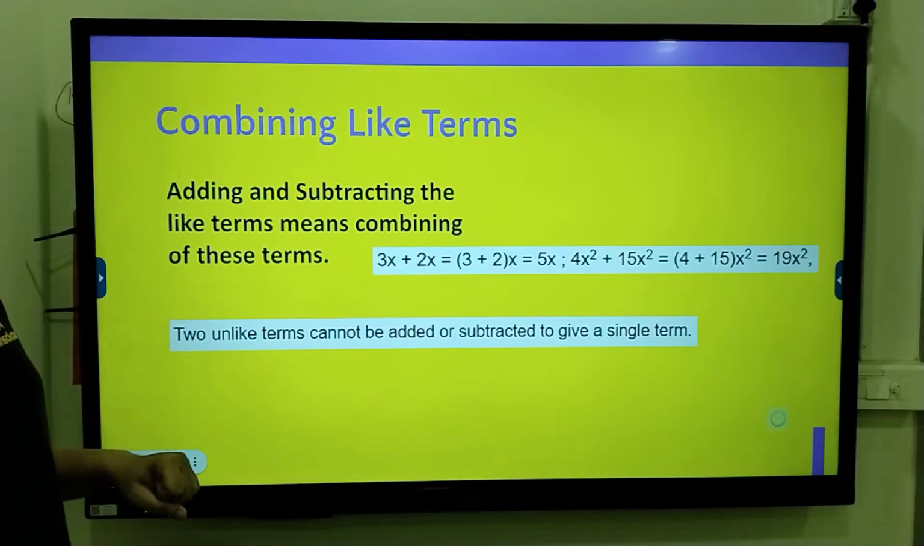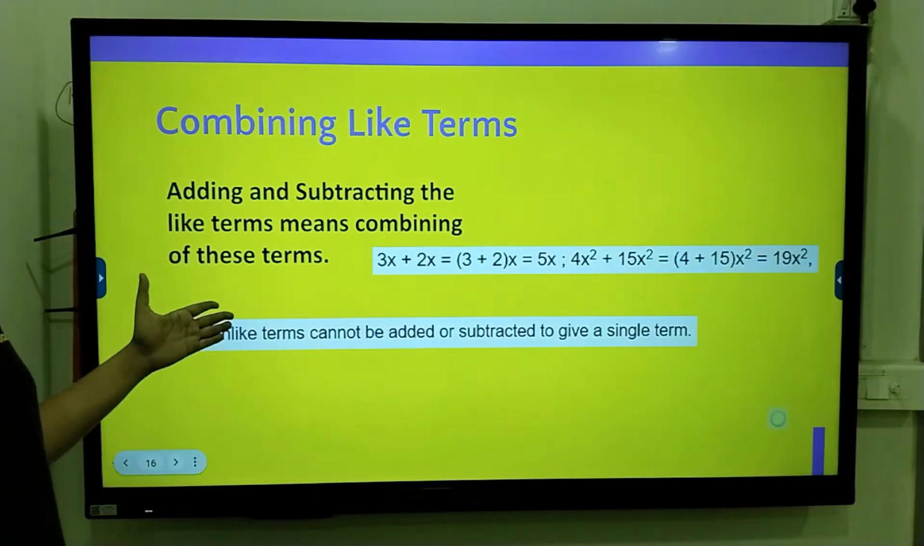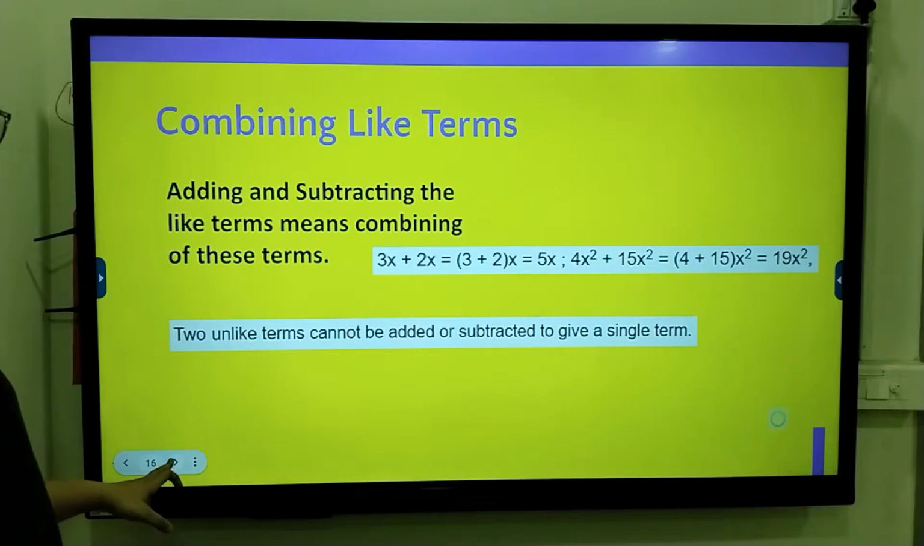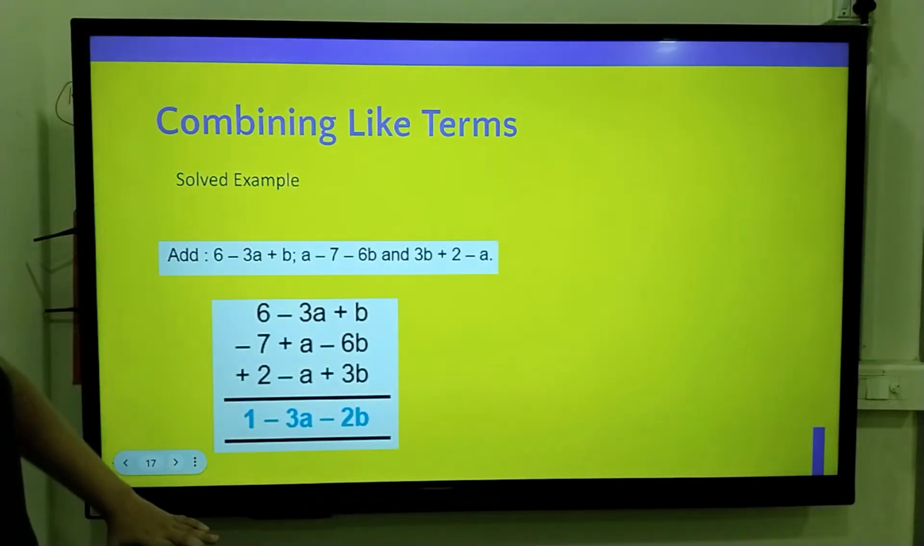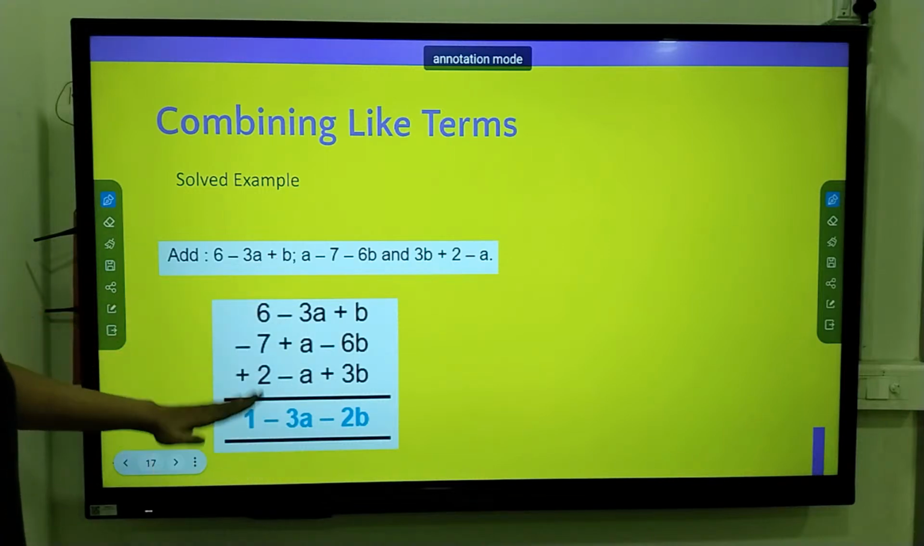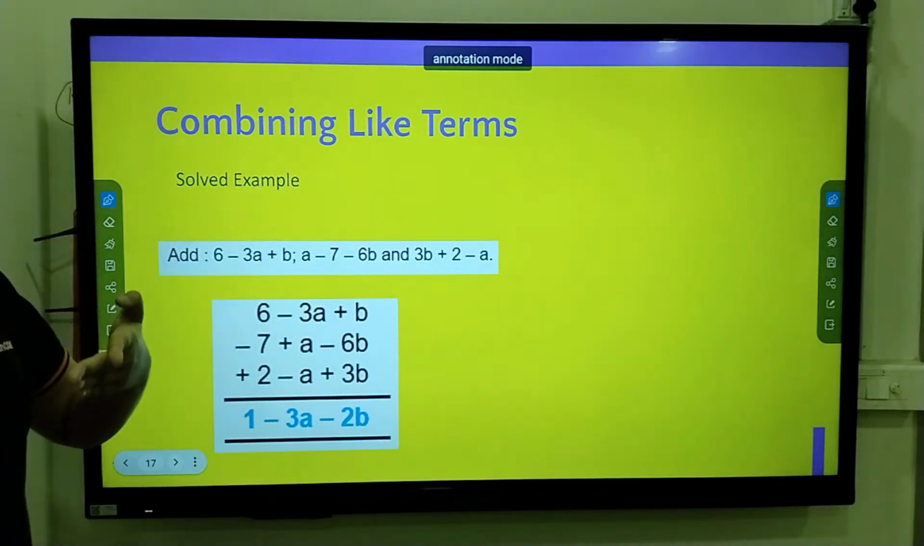Now combining like terms. We have already understood combining like terms. We have been doing this. Okay. Now let's add these two. See, this is the tabular method. We can also do it in the horizontal method as well.